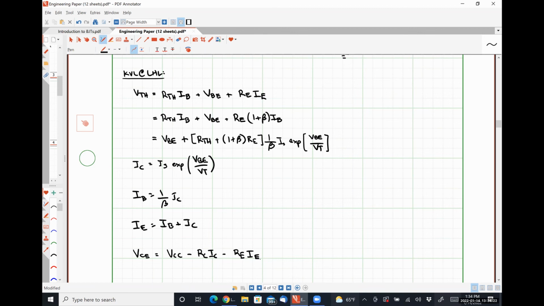So for this guy and all the other circuits, again, the quantity VCE needs to be larger than the quantity VBE to keep this guy in the forward active region.